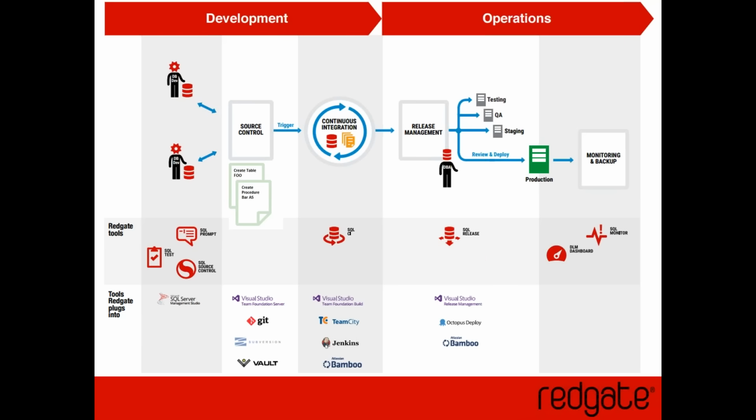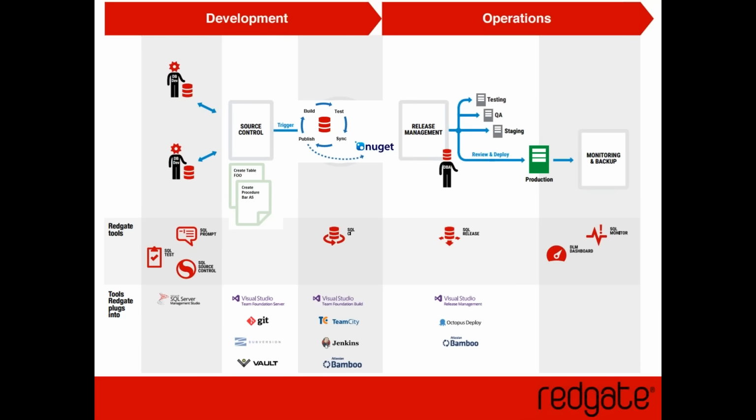From that point, once it's in source control, we have the ability to trigger a CI process, or continuous integration process. And what that really does is it runs through a very fast cycle that allows us to give feedback to the developers quickly about whether or not their code works.